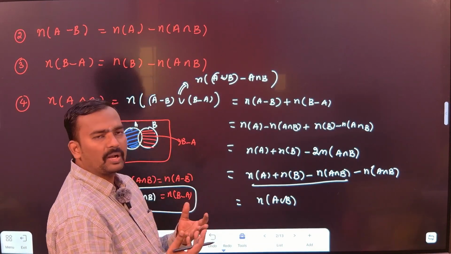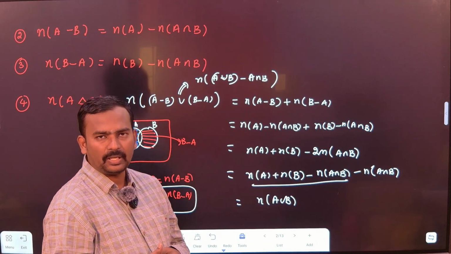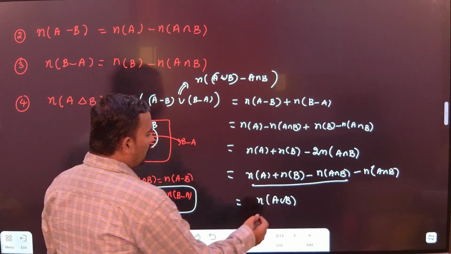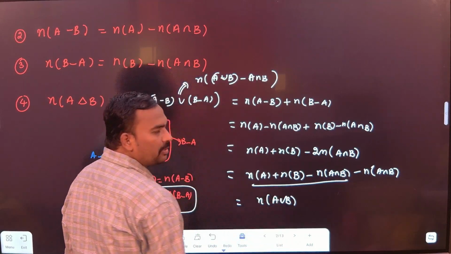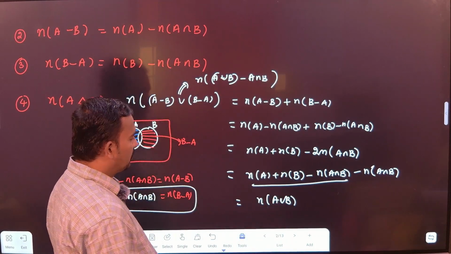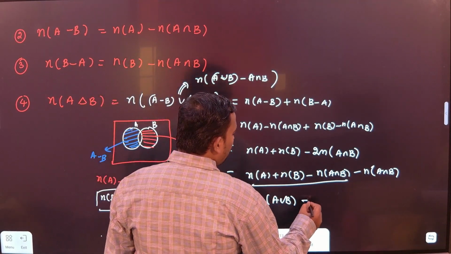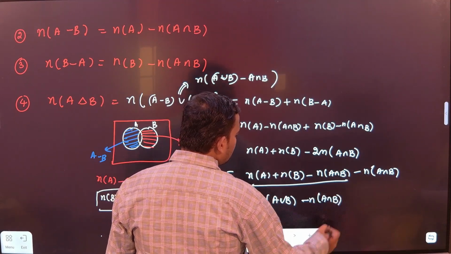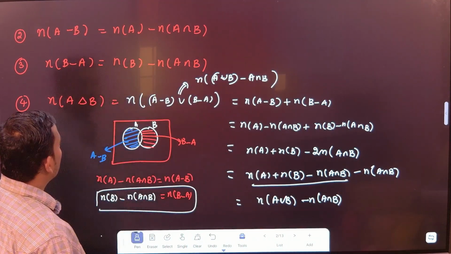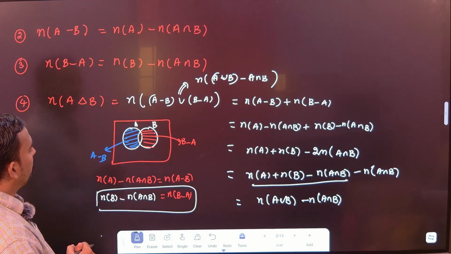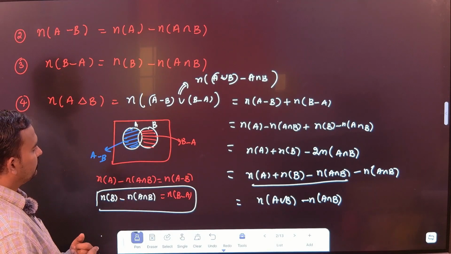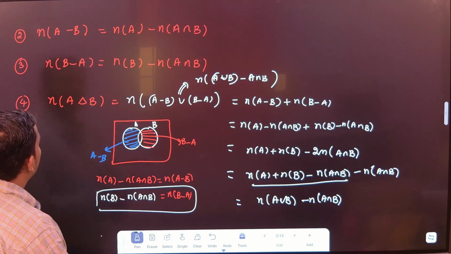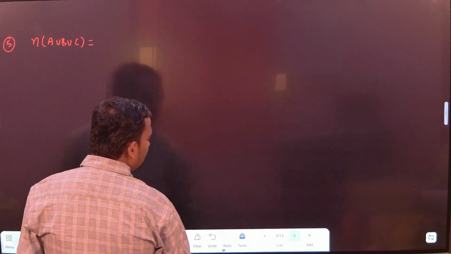In words, how to write? At least one of A and B. At least one. Understood? Whenever "at least" is used, you have to use the union, right? Okay, A union B minus n of A intersection B, you can write. So all are the same only, right? I hope everyone understood. Okay, fine.